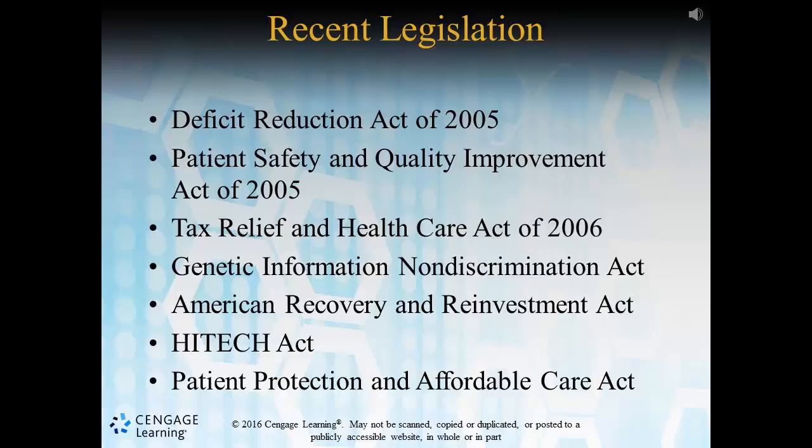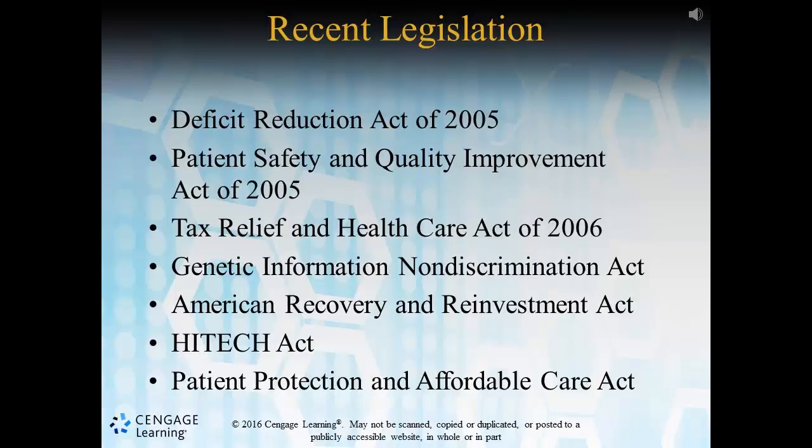Next up, the American Recovery and Reinvestment Act. This act is commonly referred to as the Stimulus or the Recovery Act. It was a stimulus package enacted by the 111th United States Congress in February of 2009. It was signed into law that same year, and it includes a significant amount of funding for a variety of efforts, including the partial funding for EMR implementations.